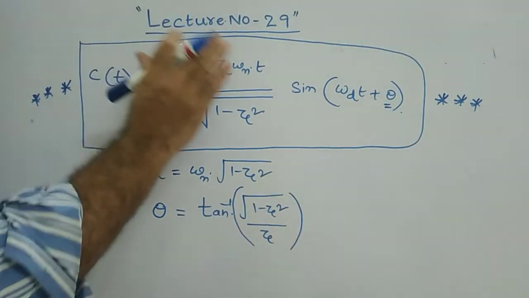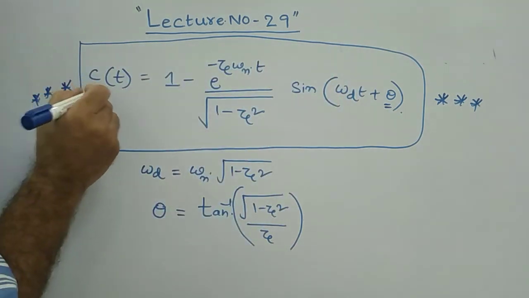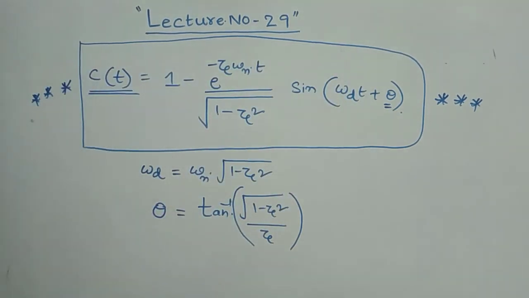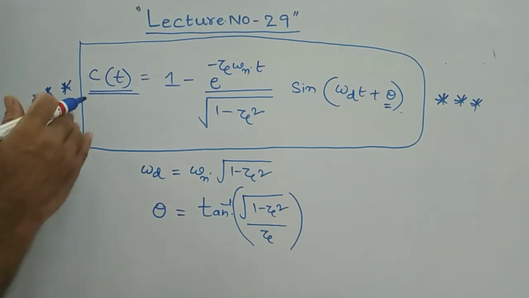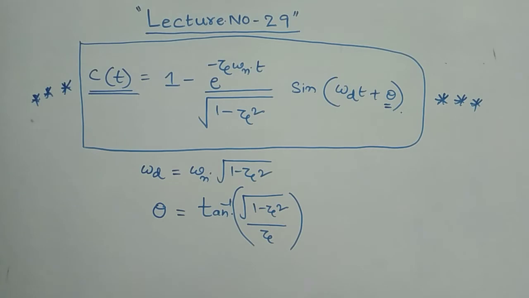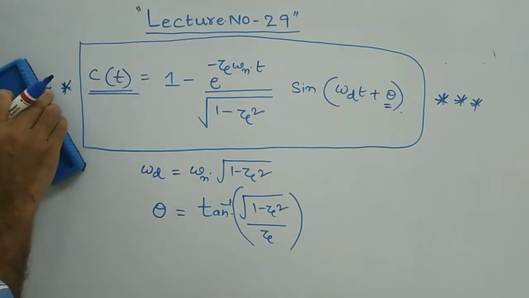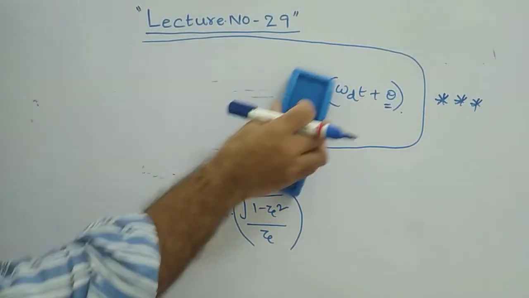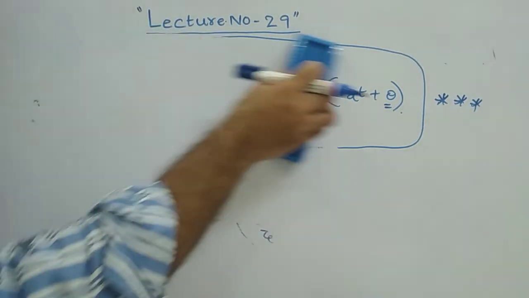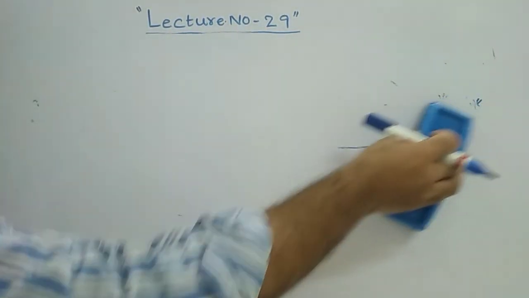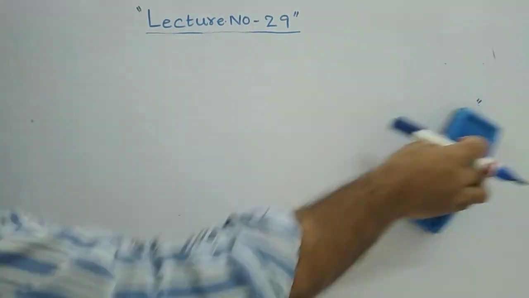Just note down, you remember this expression. This is the response, C of t, of a second order underdamped system for a unit step. This is the response of a second order system. Thereby, if you draw the time response, the graphical representation of this, you will get it. This is very important, the graphical representation of the second order system. I will explain that.